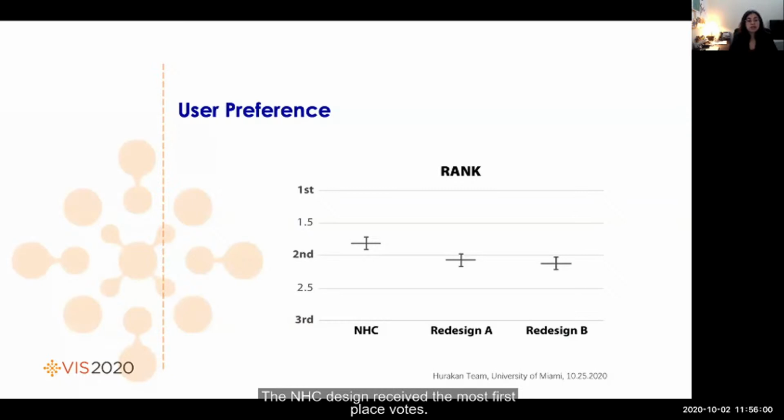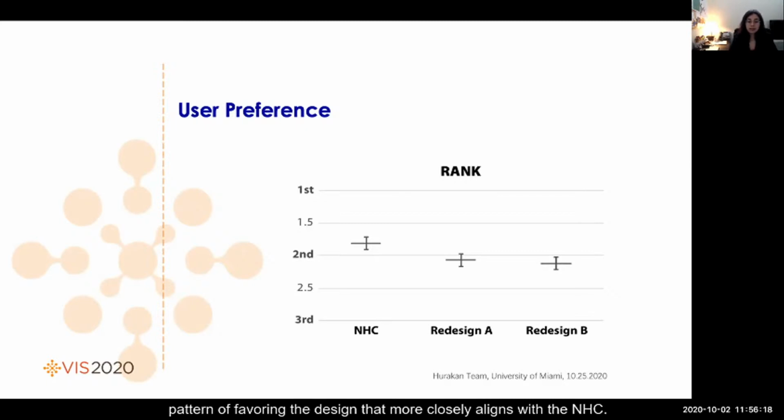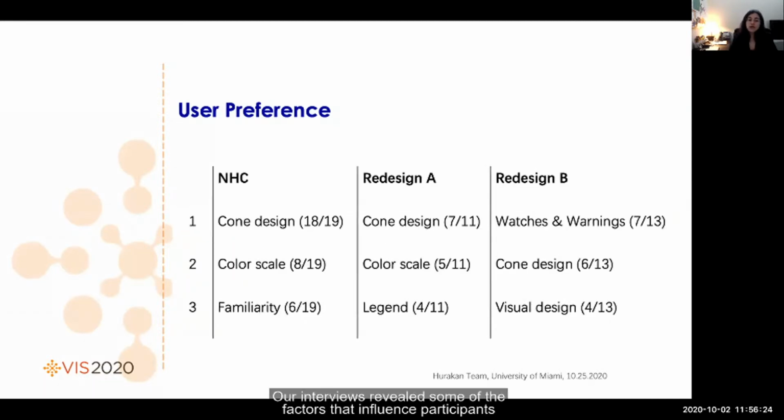The NHC design received the most first place votes. Analysis with the Friedman test, however, showed no significant effect of design on preference. Of those picking the NHC first, 58% picked redesign A as their second choice, showing a pattern of favoring designs that more closely align with the NHC. Our interviews revealed some of the factors that influence participants' graphic preferences. Cone design was a primary reason for top choice selection across the 3 graphics. Other factors included treatment for watches and warnings, familiarity, color scale, legend, and visual design.